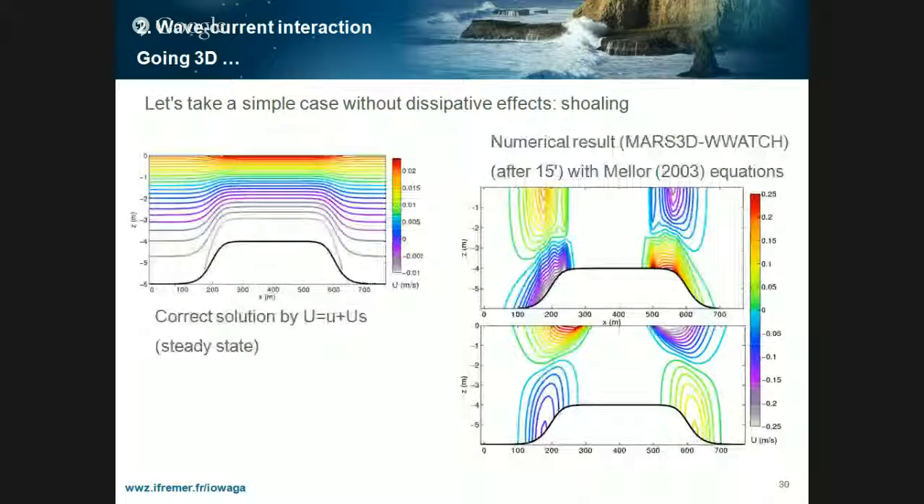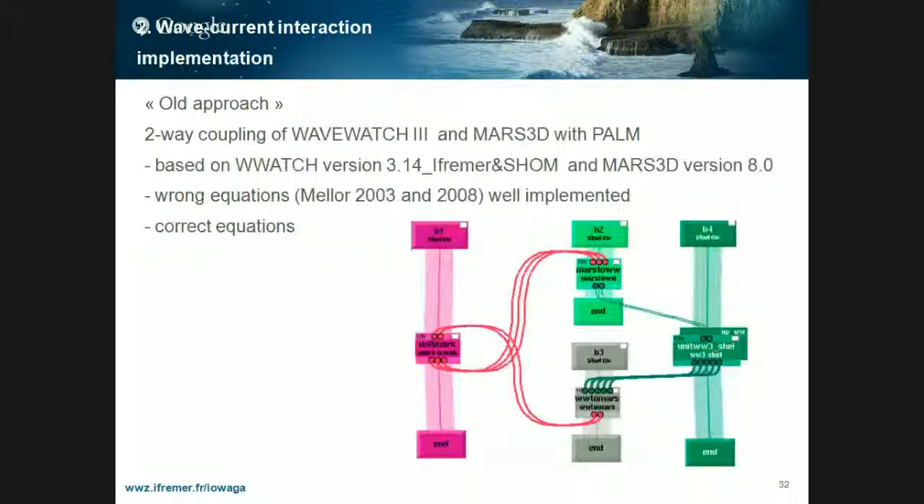And I think I'm going to stop there. That's the so-called old approach of how to couple the waves and the current models using Palm. You can ask Anne-Claire and read the papers if you want to see more details. The use of Palm was really nice because it was meant to be able to couple 3D models and all that stuff.